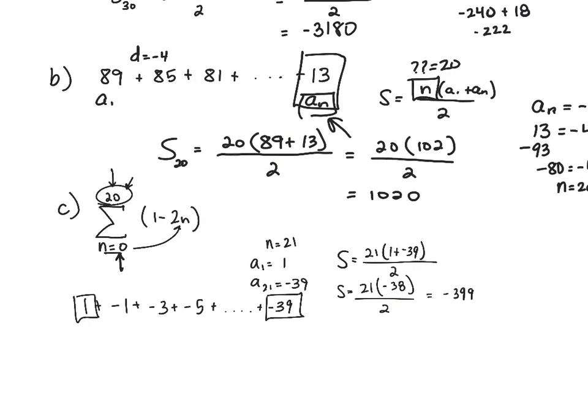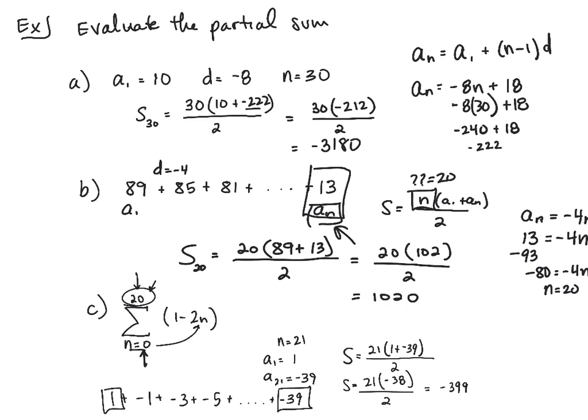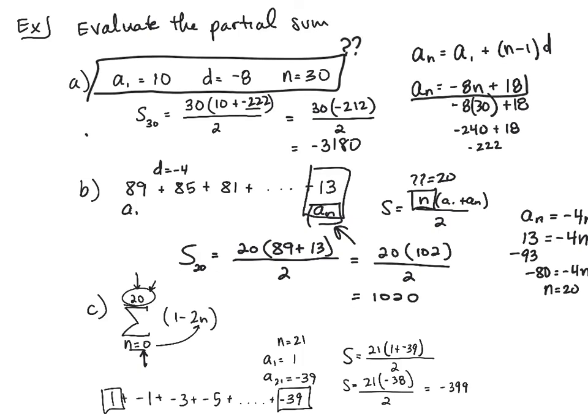So we've covered now how to use this formula created by Carl Friedrich Gauss to find the partial sum of an arithmetic sequence, written a various number of ways. So part A, we had some information given about the sequence. We didn't know what that 30th term was, so we had to use the nth term formula to find that 30th term. For part B, we had some of the sequence written out.